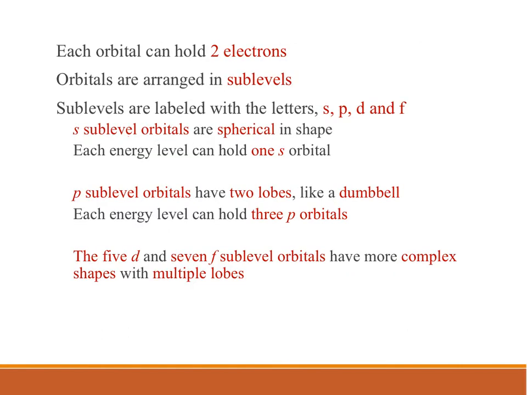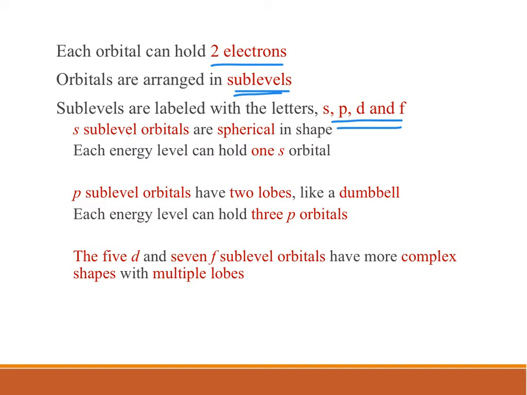So these orbitals that electrons live in, they're not orbits, they're orbitals. Every orbital, no matter where it is found, will only hold 2 electrons. These orbitals are arranged in the different energy levels in sublevels, and we identify the sublevel by a letter. So we have 4 letters: S, P, D, and F. We're mainly going to be concerned with S, P, and D in this chemistry course.